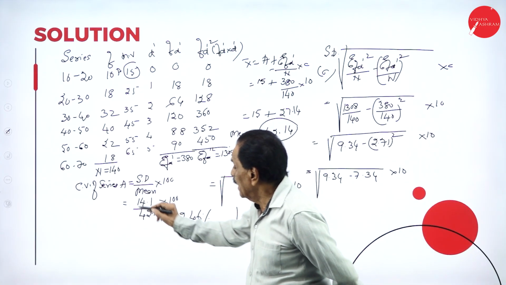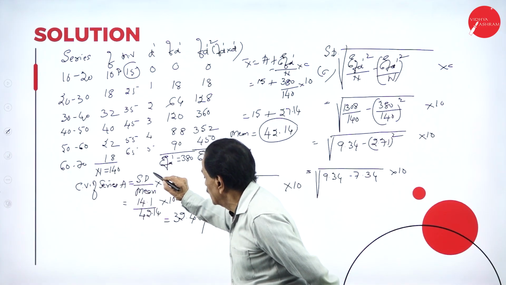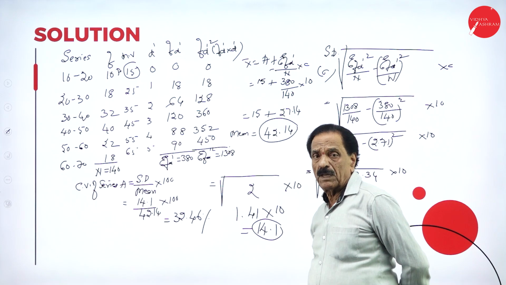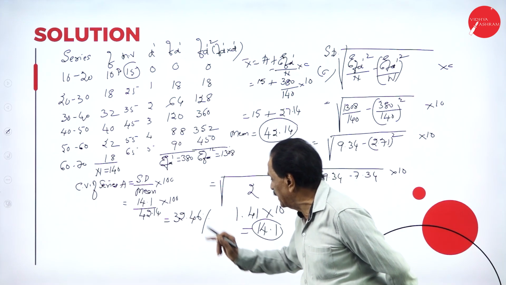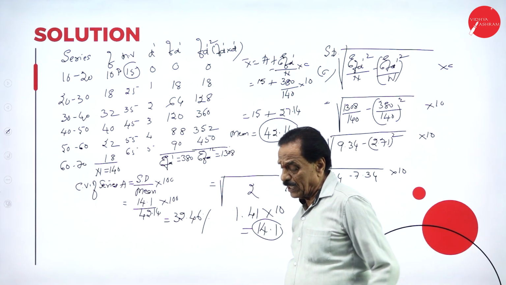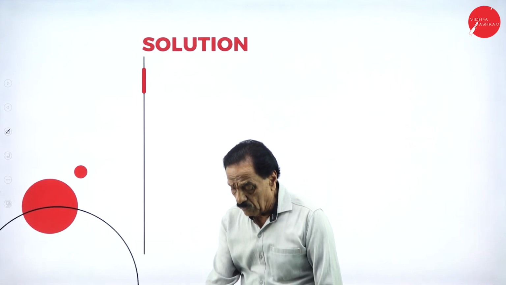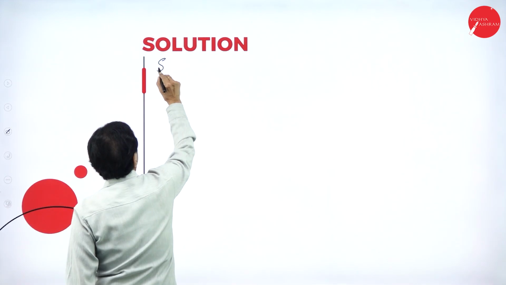Apply CV, or coefficient of variation, of A: standard deviation divided by mean into 100. 14.1 divided by 42.14 into 100 is 32.46. This goes in favor of series A. Now, we'll go with series B.